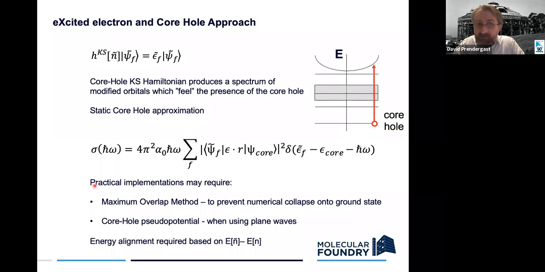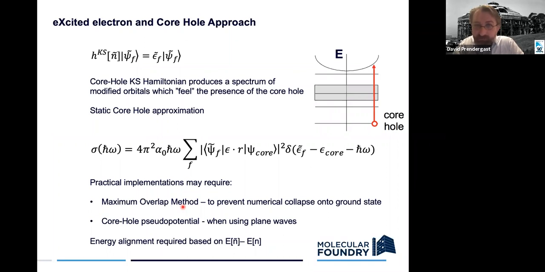And then there are some practical implementations that you might require. So if you're using an all electron approach, like in quantum chemistry or LAPW, there are methods that allow you to prevent your numerical solution from collapsing onto the ground state. One such method is called the maximum overlap method that's developed within the quantum chemistry community. There you relax your electronic structure subject to a constraint that the orbitals that you are occupying don't change too much, okay?